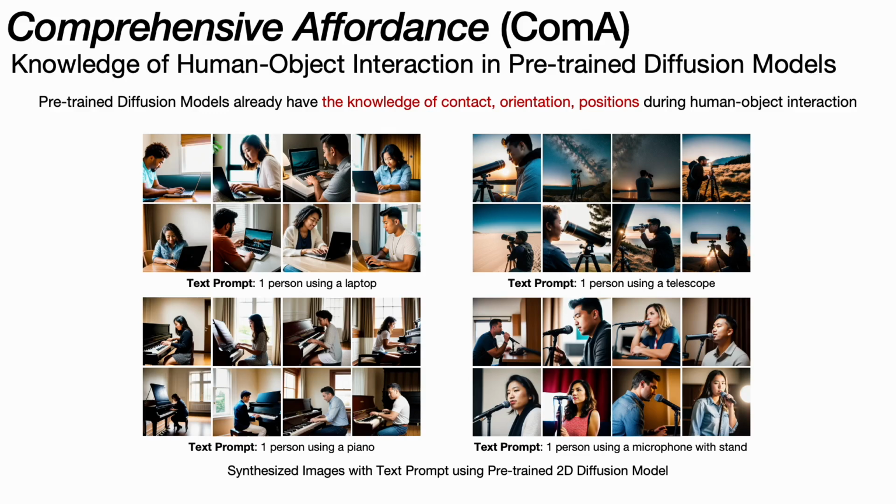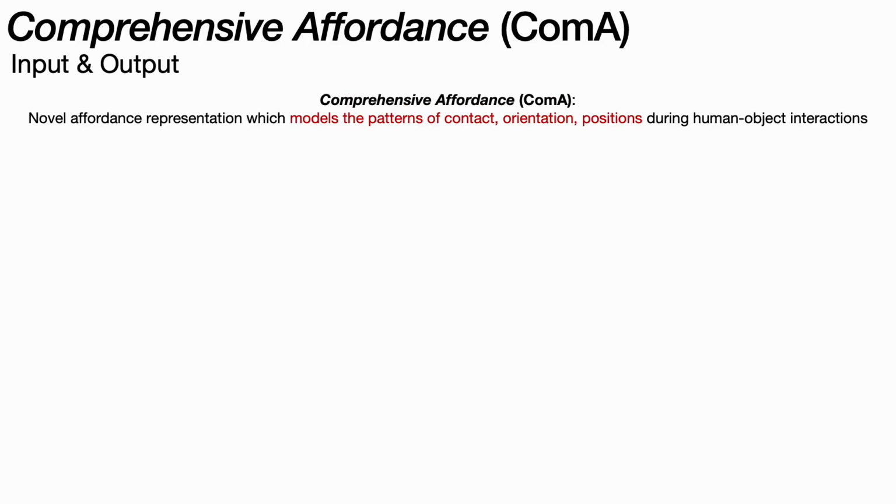Importantly, we point out that pre-trained 2D diffusion models already have knowledge of contact, orientation, and position during human-object interactions for various object categories defined by text prompt. Using the power of pre-trained 2D diffusion models, our goal is to learn COMA, a novel affordance representation that models the patterns of contact, orientation, and position during human-object interactions.